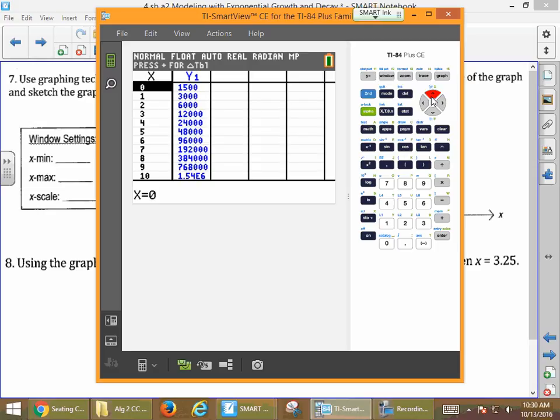But what this one says is we want to look at the picture here, and it says adjust your window so that you can see the shape of the graph and sketch the graph below using a few key points, especially the y-intercept. So to go to the window function, it's here.